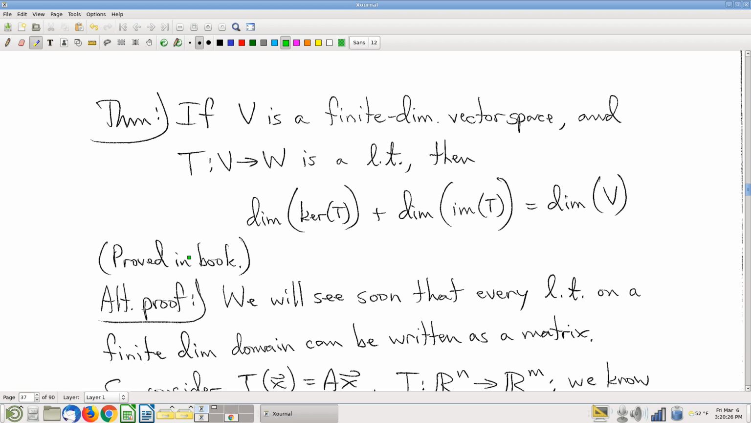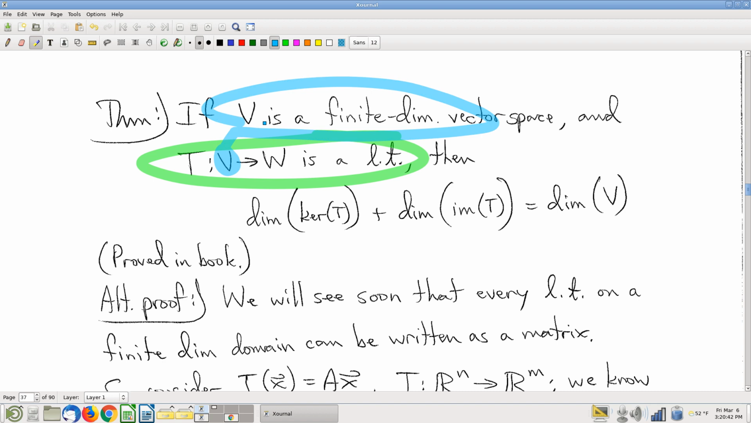So there's a neat theorem here that relates the kernel of a linear transformation and the image of a linear transformation. Now, this is a special linear transformation, not just any linear transformation. We need for the domain to be a finite dimensional vector space. So that's non-negotiable. That's got to be there. But that being said, for such linear transformations, there's an amazing fact that the dimension of the kernel plus the dimension of the image is equal to the dimension of the domain.